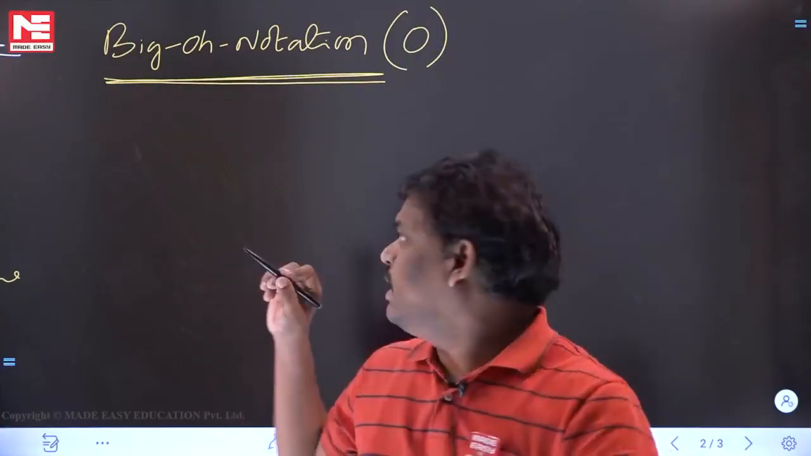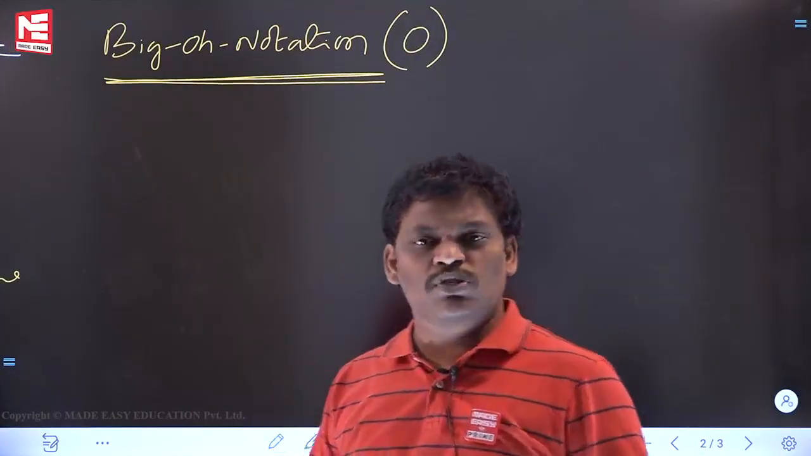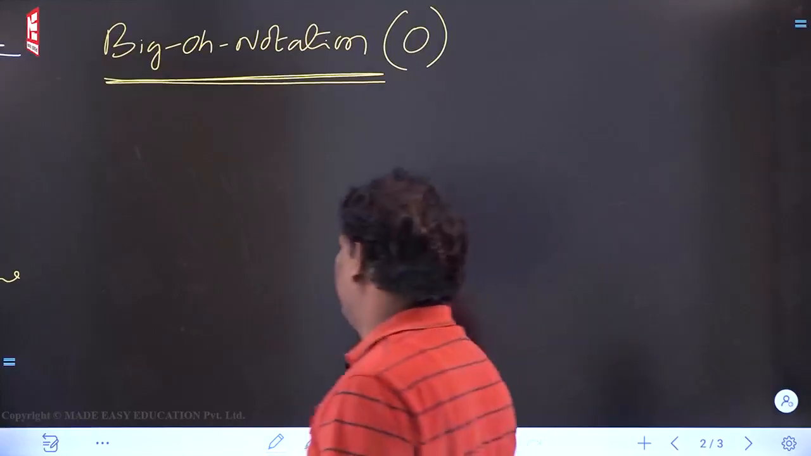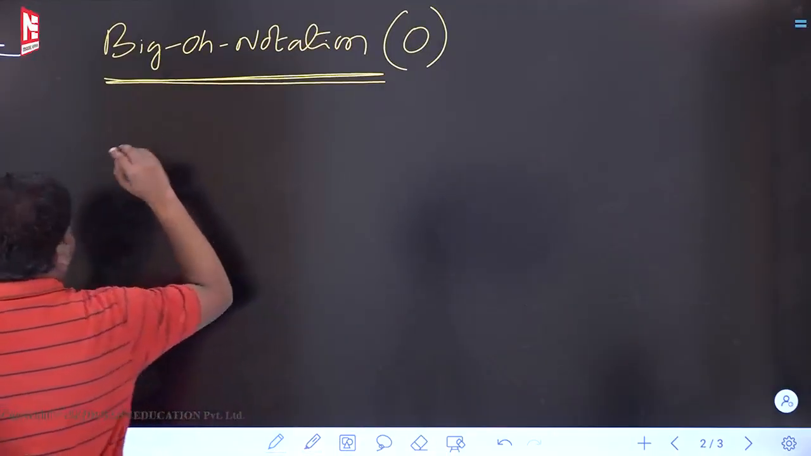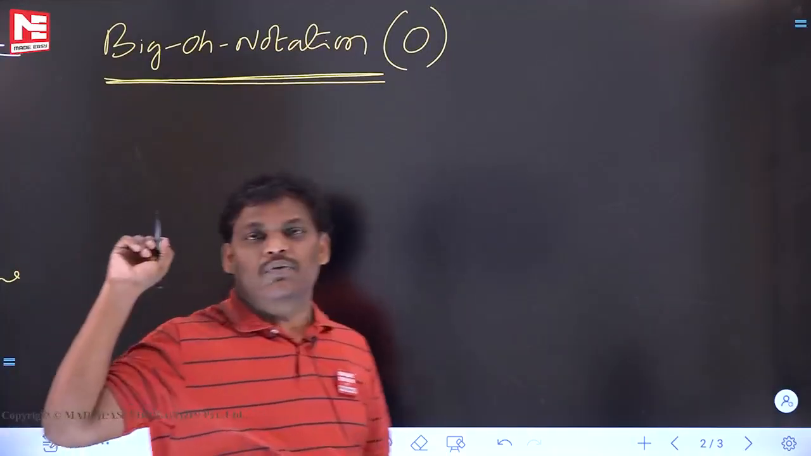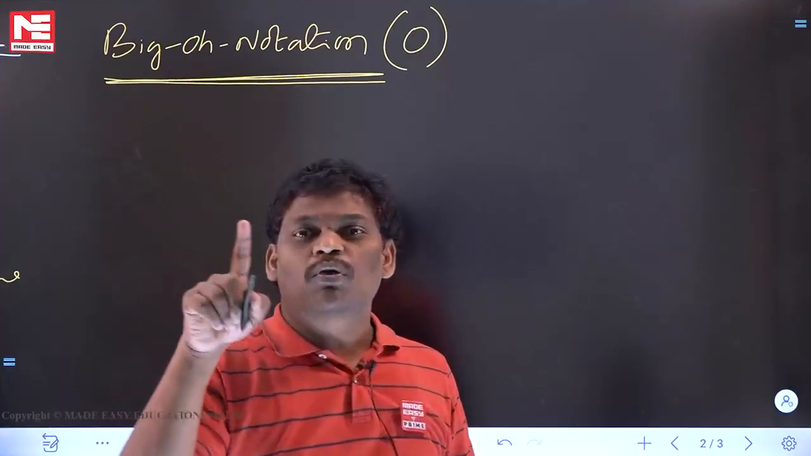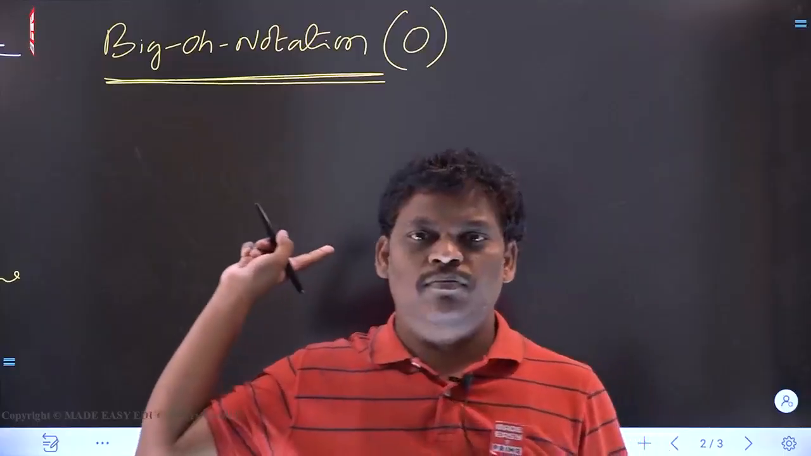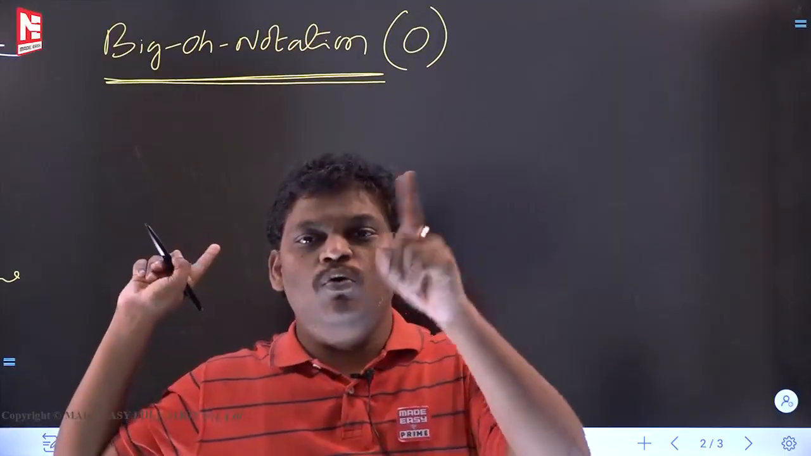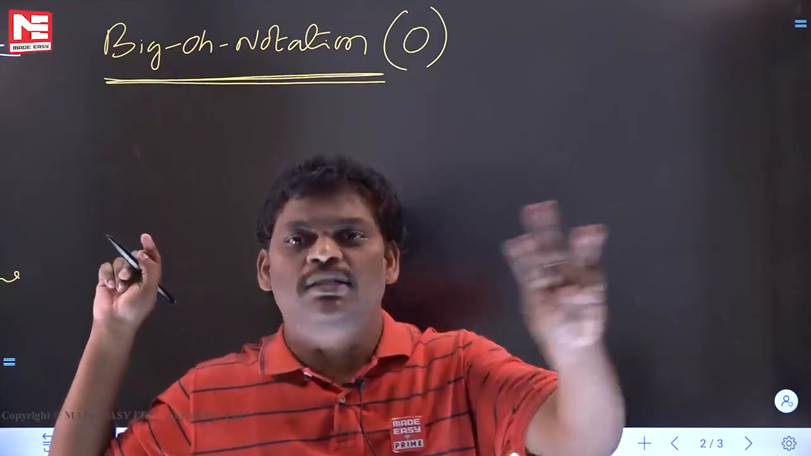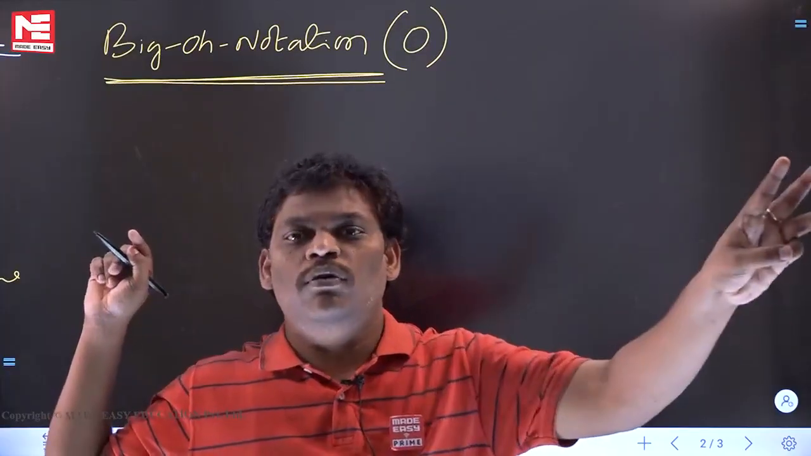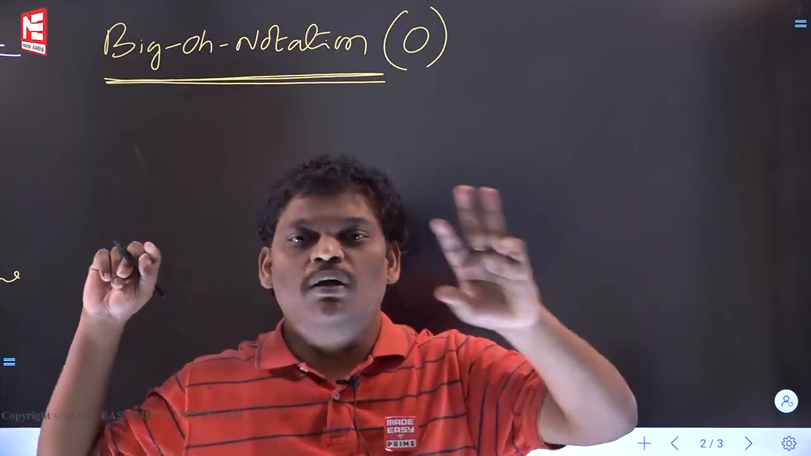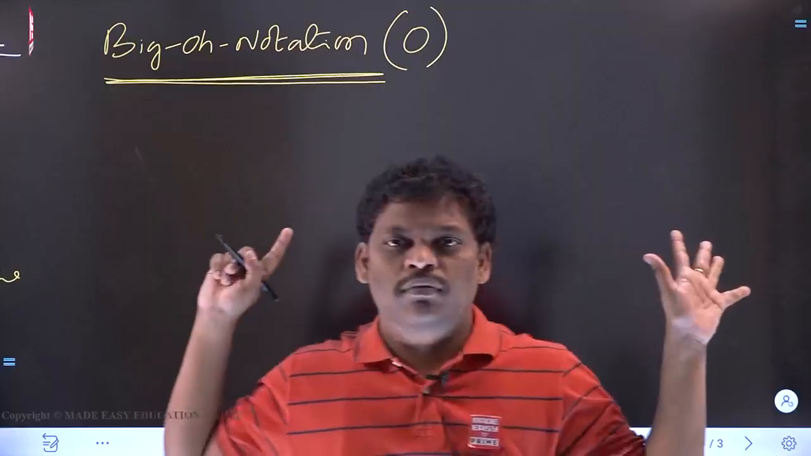Now I came to the big O notation. Let's see the big O notation. And one more interesting thing I want to say to you: if you know big O, you know omega and theta also. If you know these three things, you know asymptotic notation. If you know asymptotic notation, you know almost the whole algorithm subject.